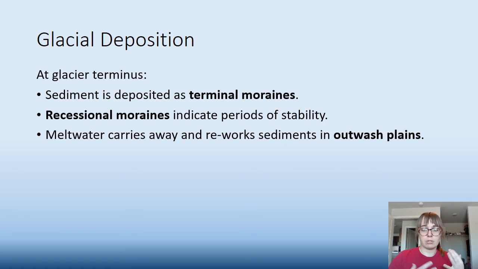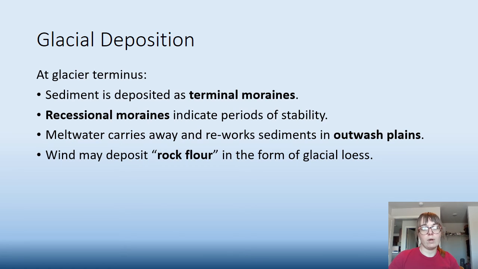So we get moraines, which are these big deposits of sediment. We also have meltwater associated with glacial retreat, and that meltwater is able to carry away and rework lots of sediments deposited in front of the glacier in something called an outwash plain. Wind can pick up really small, silt-sized particles, and we call those silt-sized particles from glaciers rock flour, or you can also call them glacial loess. They create these really pretty blue colors in lakes.